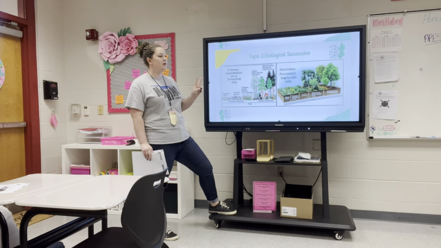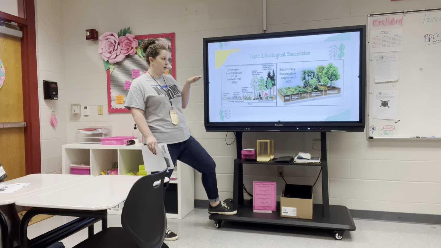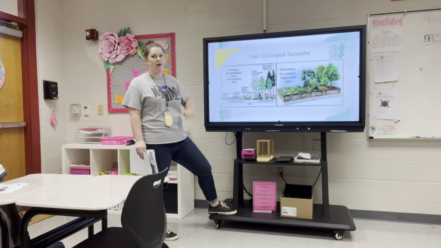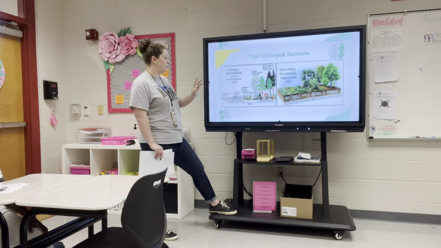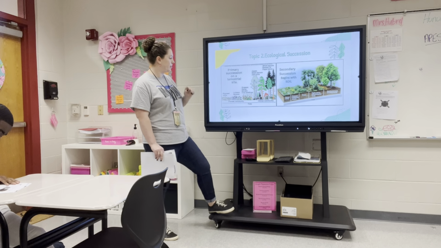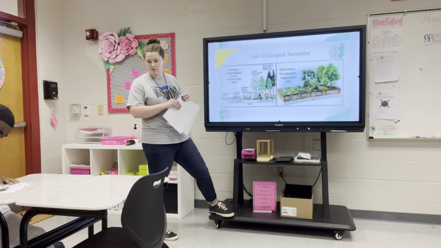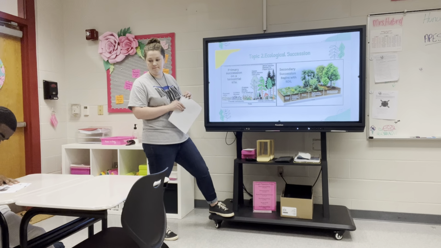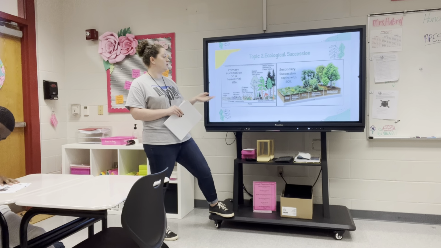And another one is a glacier moving away from land. It's just going to leave rock under it. So glaciers and volcanoes, that is going to cause primary succession. Secondary succession begins with soil.